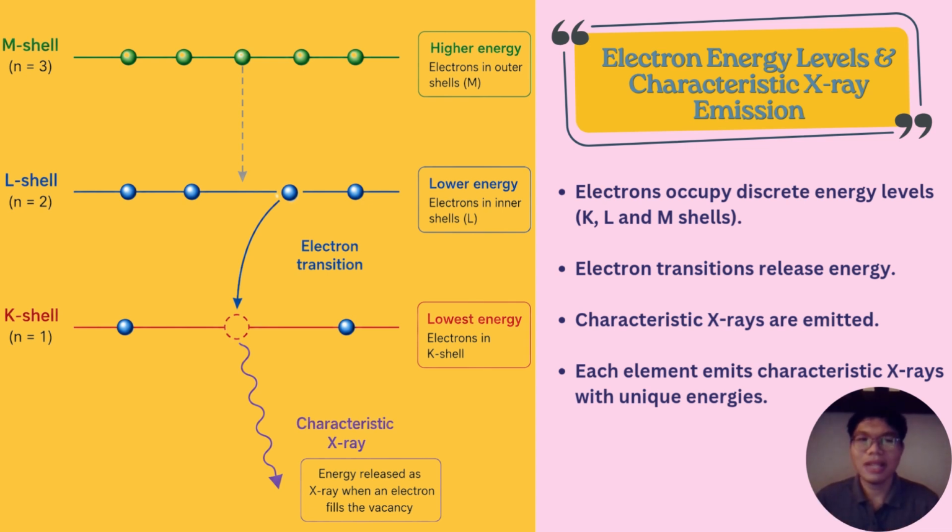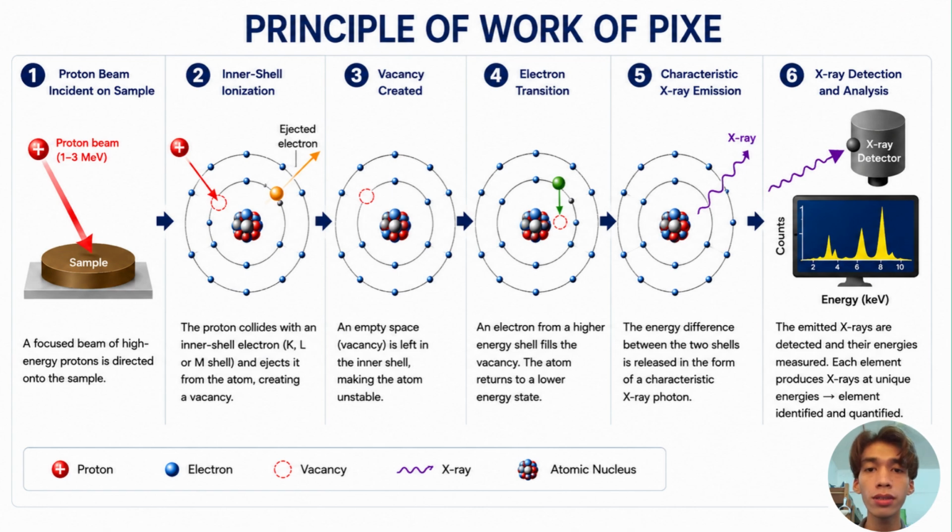Since every element has a different electron arrangement and energy level, the X-rays produced also have different energies. This is why each element has its own characteristic X-ray, allowing particle-induced X-ray emission to identify different elements accurately. This diagram illustrates the working principle of particle-induced X-ray emission.